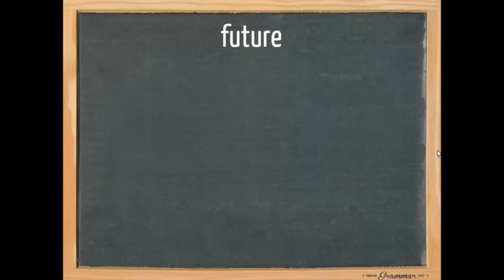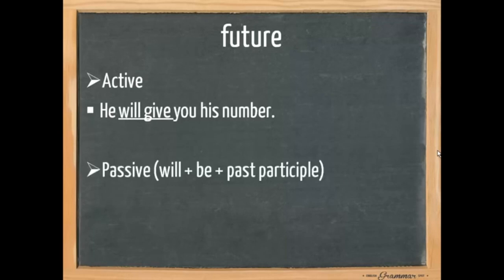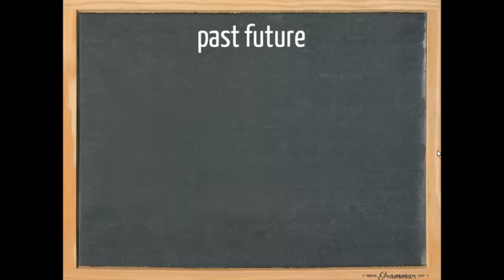Now I'm going to take you through the future tenses. The simple future: He will give you his number. For the passive we use "will," and then the infinitive form of the verb "to be," so the base form, and the past participle. You will be given his number.